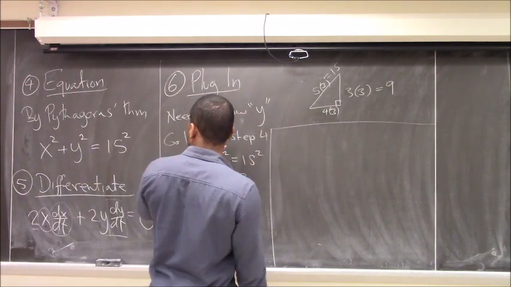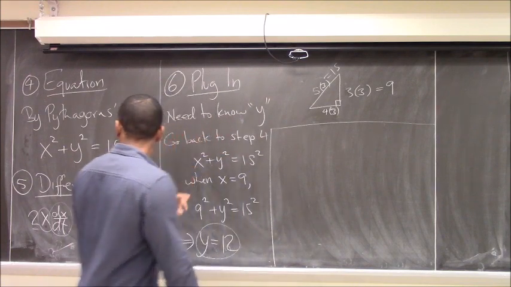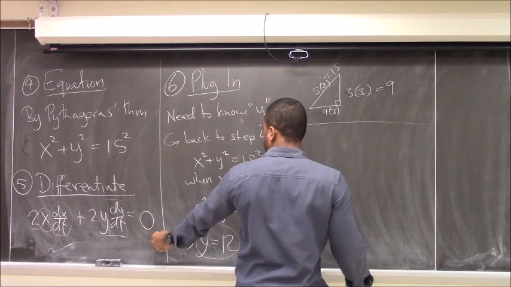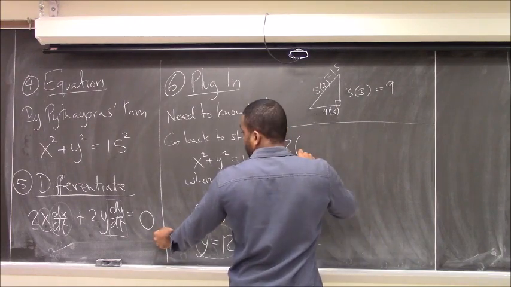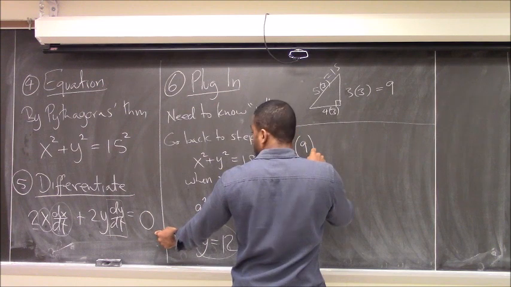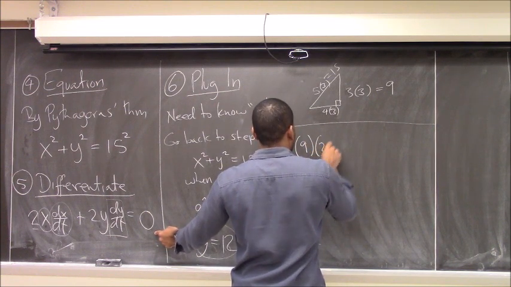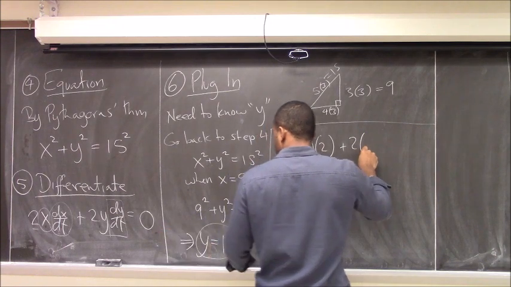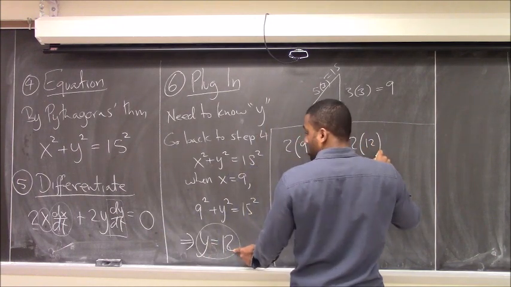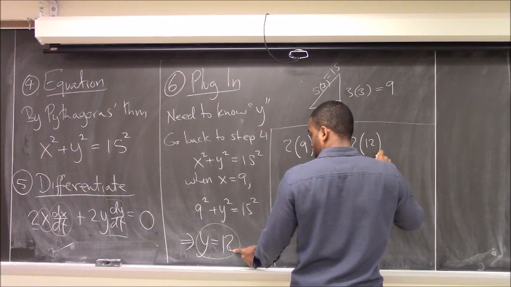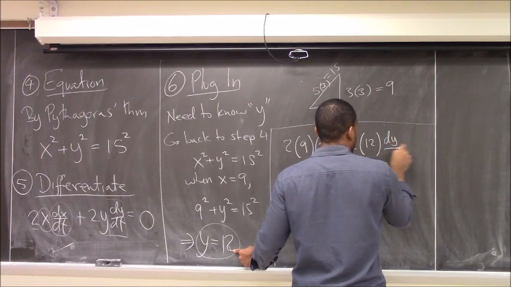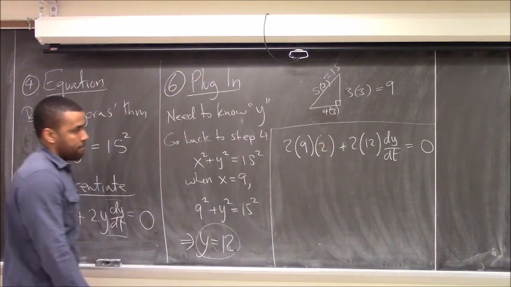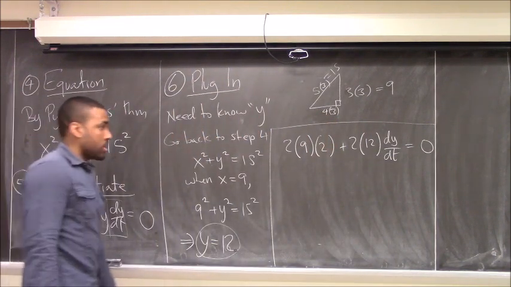And so now we can actually finish step 6. So we have this equation. Let's start plugging things in. The x value is 9. dx dt was what? 2. The y is now 12, which I found by going back to step 4. dy dt, I don't know, I want to solve for dy dt.